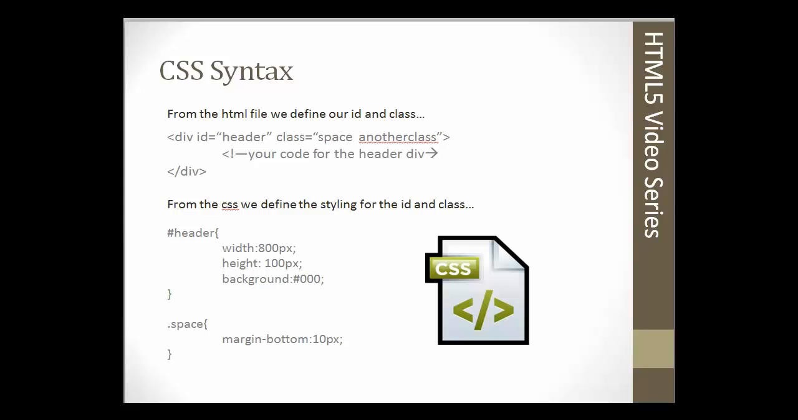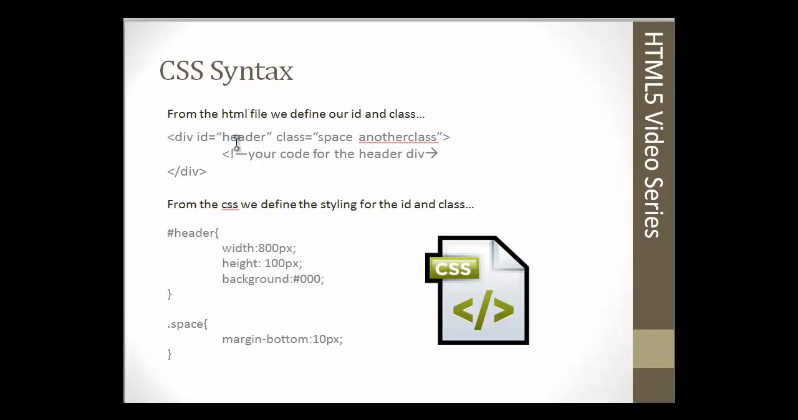So this is how you would use the CSS in the CSS file. And we're going to look at this part first, and this is from the HTML file. We define our ID and class. Like I said, you can have anything in here. Let's just say maybe there's a heading and an image, maybe a logo, and we wrap that in a div tag, and we applied the ID of header, and we have two classes of space and another class.